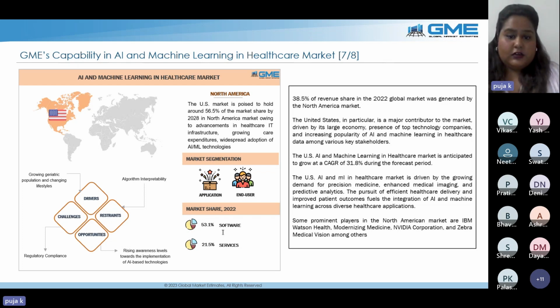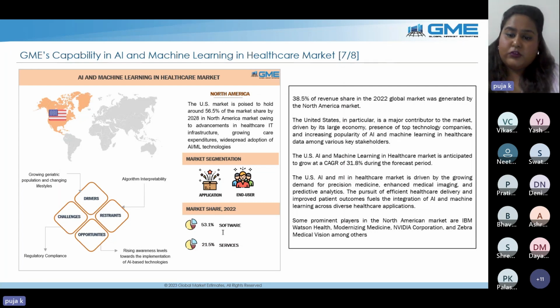So here you can see we provided detailed analysis into the North American region, where North America is currently dominating the market with the highest revenue share of around 38.5%, which is really high. This regional growth is primarily driven by the US, which again accounts for the largest share in the entire region, around 56.5%. This is driven by growing demands for precision medicine, enhanced medical imaging, and predictive analytics.